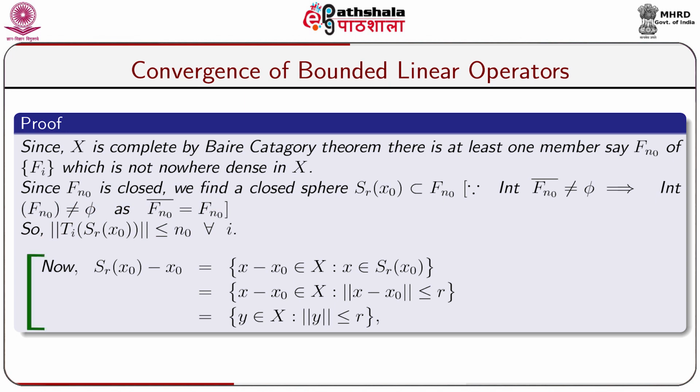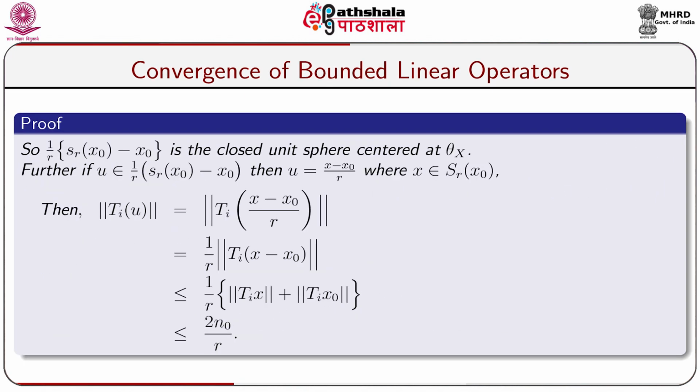Now, we shall calculate Sr x naught minus x naught. That is, Sr x naught minus x naught is equal to the collection of all such elements x minus x naught belonging to capital X, where x belongs to Sr x naught, which is again equal to the collection of all elements x minus x naught for which norm of x minus x naught is less than or equal to r, by the definition of the closed sphere, which is again equal to the set of y belongs to capital X for which norm of y is less than or equal to r, where y is taken as x minus x naught. So, 1 by r of the set Sr x naught minus x naught is the closed unit sphere centered at the zero vector of capital X.